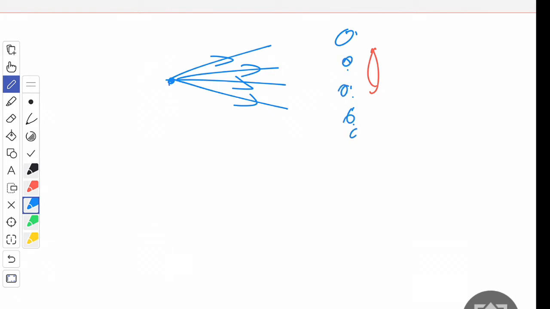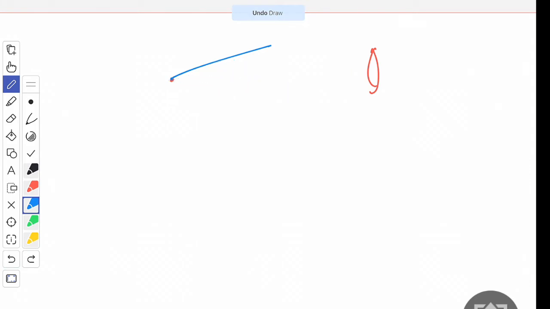Okay, so first point is infinite number of rays are emitted. Let me clean this up a little bit so you'll be able to see this carefully.